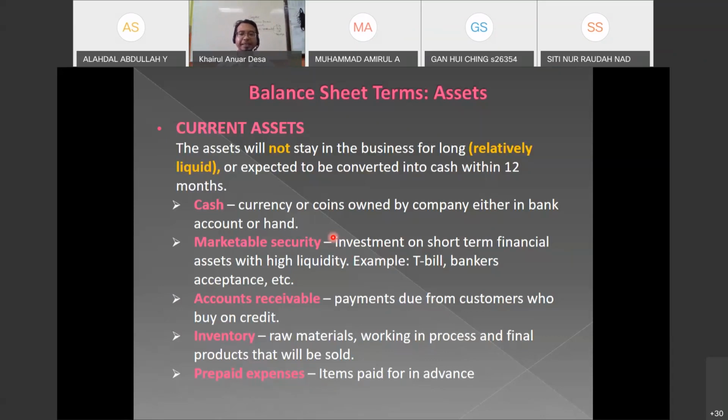So, marketable equity or marketable security. What is the marketable security here? Investment short term, nampak perkataan the short term here. The word short term. Okay. The word short term financial asset. Short term financial asset, with the high liquidity. The example is T-bill, treasury bill. T-bill is the treasury bill, bank acceptance, and etc.